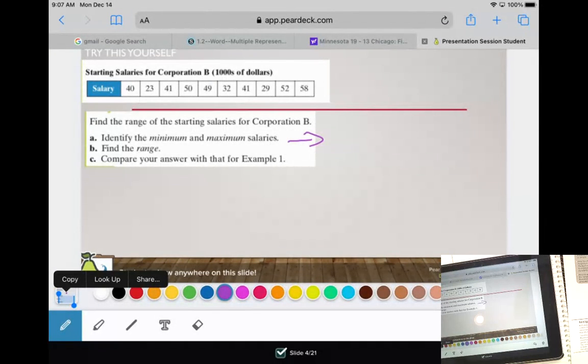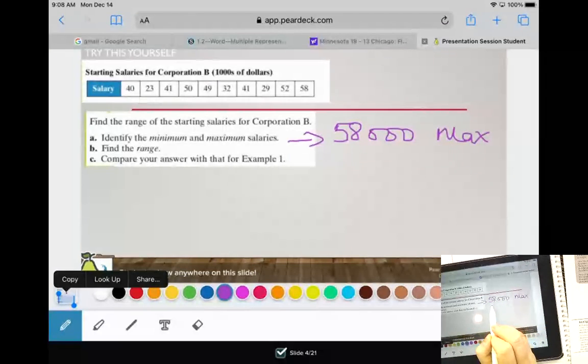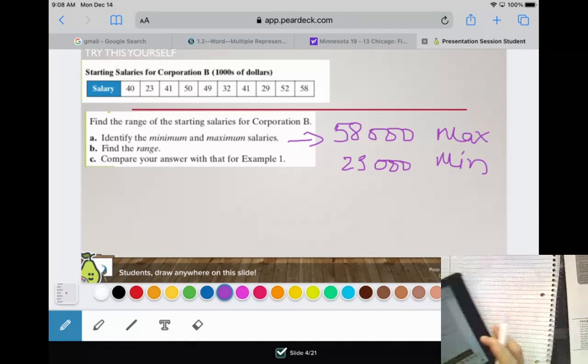I know that some of you used 58 and 23 as your max and min. Because this is in thousands of dollars, make sure you understand it's $58,000 and $23,000, not just 58 and 23. That is good. So we identify the highest, which is 58,000, as the max. And 23,000 is the minimum. Now we're going to find the range.